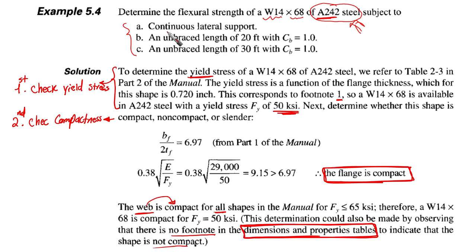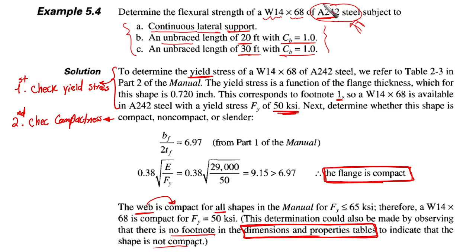The first case is where our flange is continuously supported, so continuous lateral support. The second case is if we have an unbraced length of 20 feet with Cb equal to 1, so the moment gradient has no contribution here. And the third case is an unbraced length of 30 feet with Cb equal to 1. So we have three different cases. Let's check what the flexure strength is for these three cases.